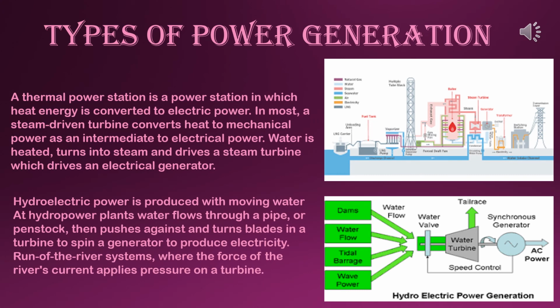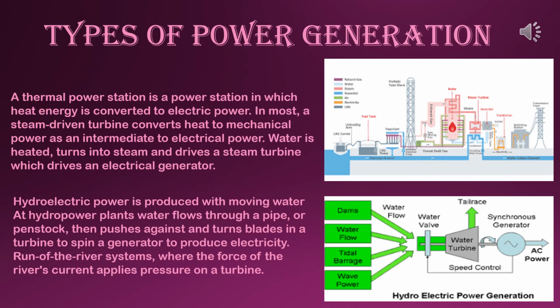Now, the mechanical work to be done in these generators for rotating the armature coils is done in the following two ways. One is thermal power generation and the second one is hydroelectric power generation. So first one, thermal power generation.